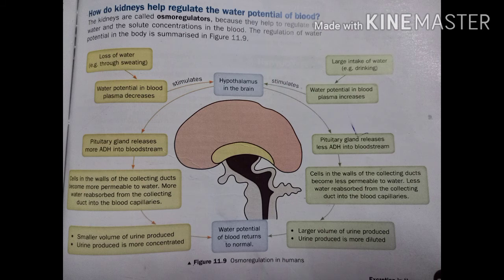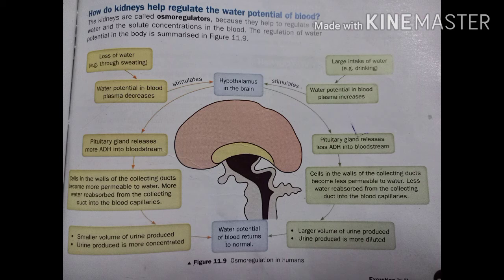Kidneys are called osmoregulators because they can regulate the water balance, the concentration of the water in the blood, with the help of the hypothalamus of the brain, which can release an antidiuretic hormone.